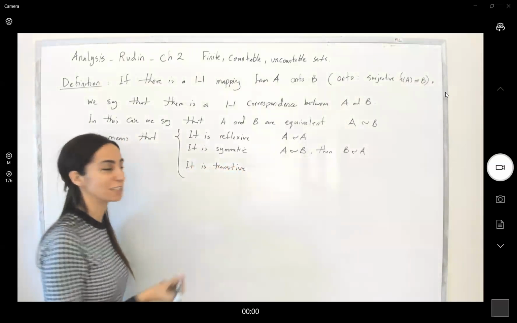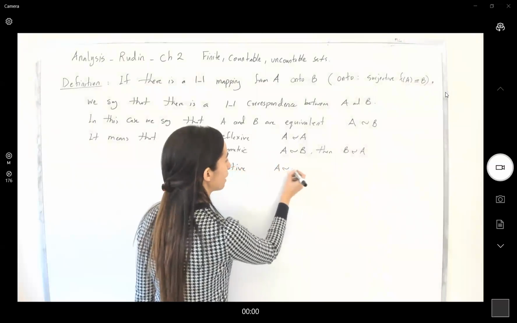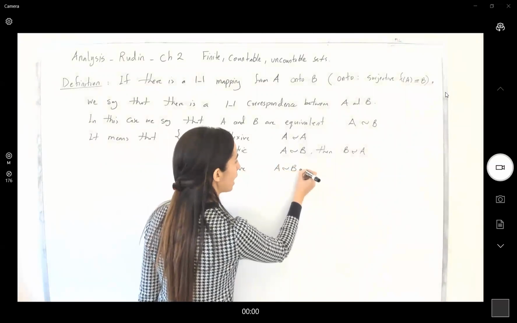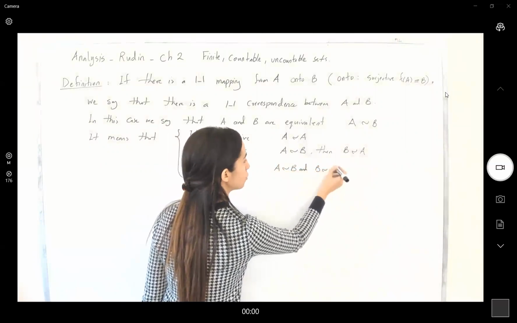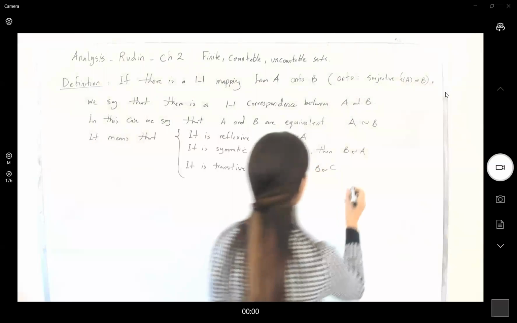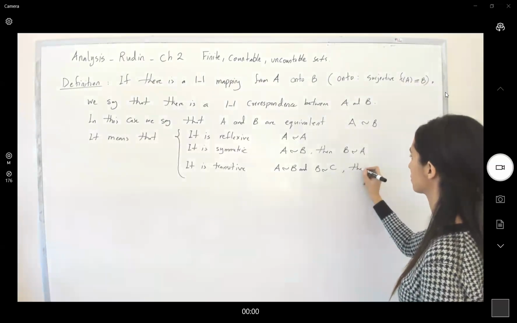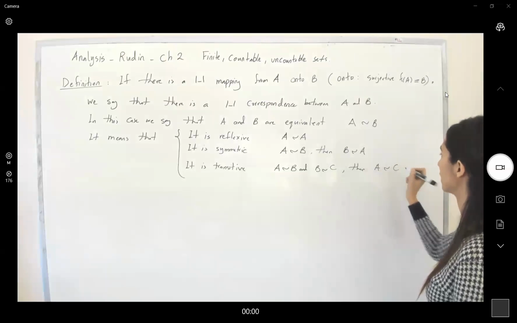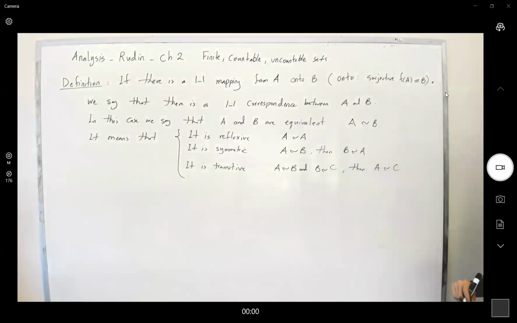What's the meaning of that? It means that if set A is equivalent to set B and set B is equivalent to set C, for sure we can say that A is equivalent to set C.